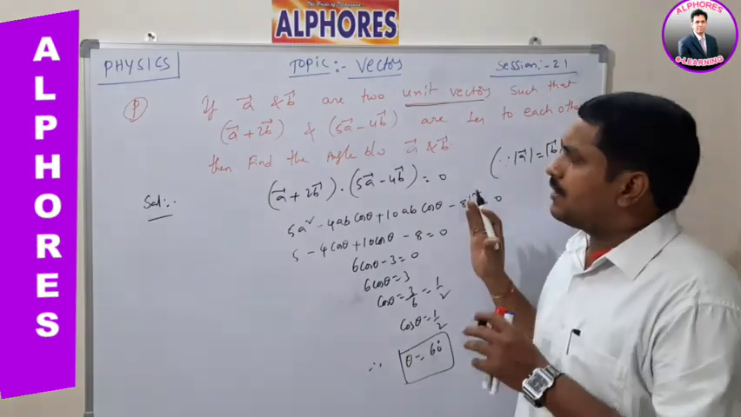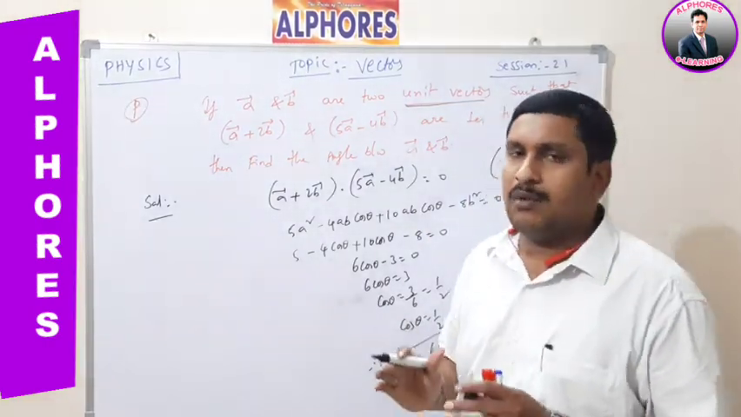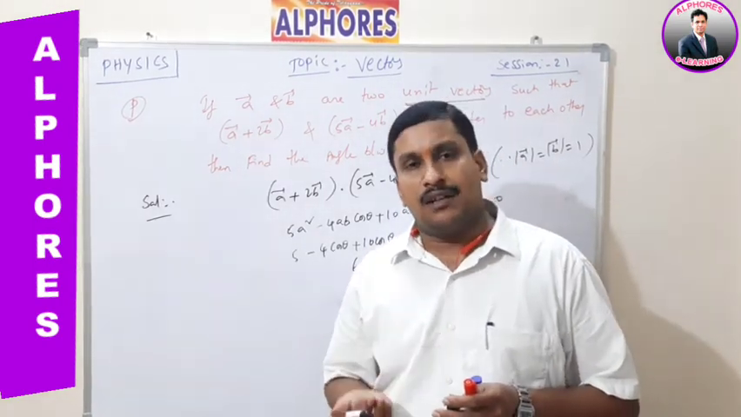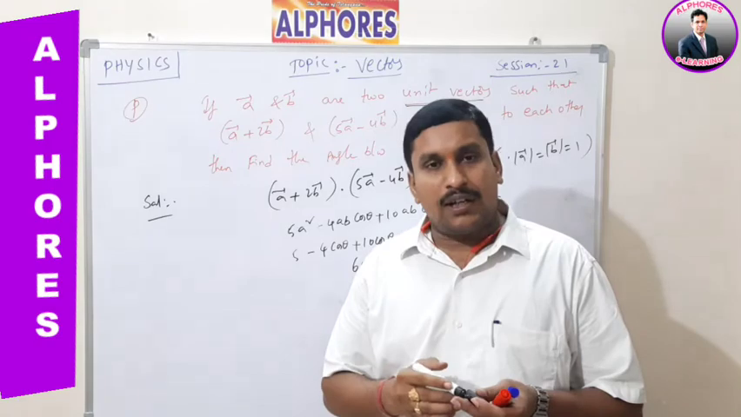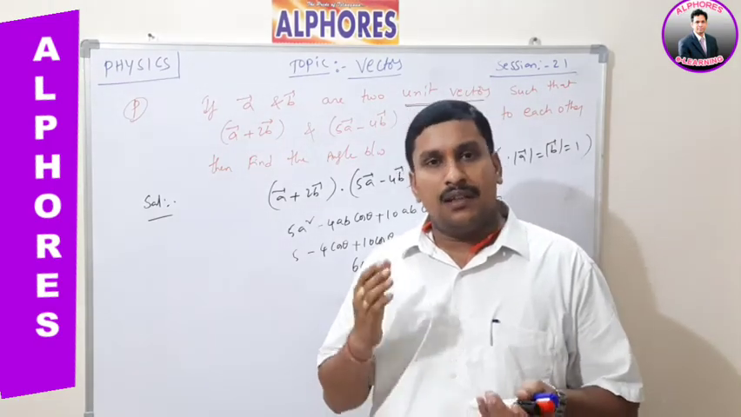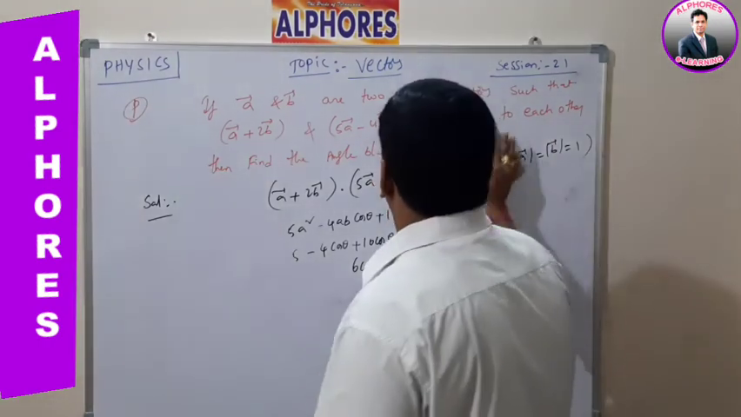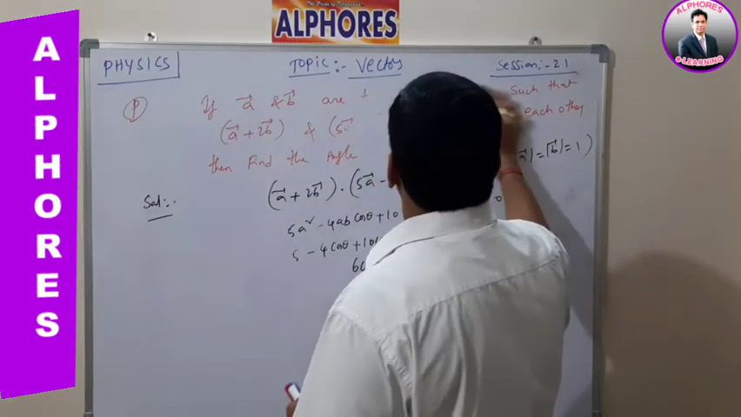So these are the actual problems related to the dot product of two vectors. Now I have to go with the cross product of two vectors. How to take the product between two vectors as per the cross symbol. Now listen carefully, it is also important.